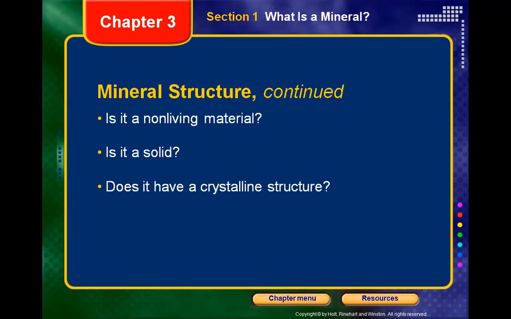What is meant by crystalline structure? Quickly here, crystalline structure means: do the atoms of this mineral have a specific pattern or a specific arrangement relative to each other? That is the crystalline structure. If it has a crystalline structure, of course it's a mineral. If it doesn't, it's not a mineral.